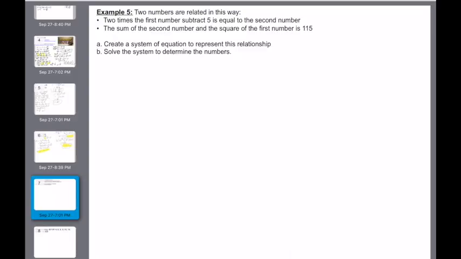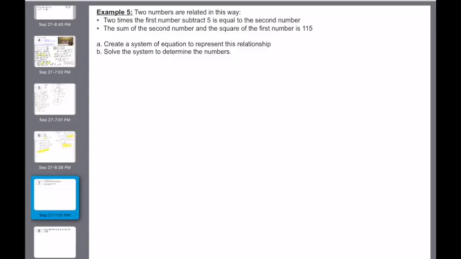Here we have two numbers that are related in this way. 2 times the first number, subtract 5, is equal to the second number. And the sum of the second number and the square of the first number is 115. We want to A, create a system of equations to represent this relationship, and B, solve the system to determine the numbers. It's very similar to what we had done with solving graphically, setting everything up, just this time we are solving it algebraically. So why don't you go ahead, pause it, set up your let statement, see if you can get your system of equations together, and then we will work through this algebraically together.